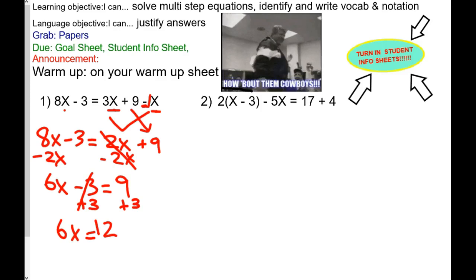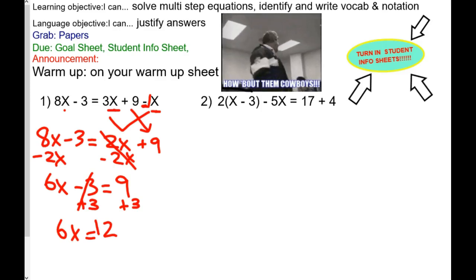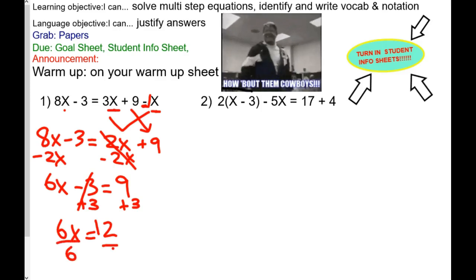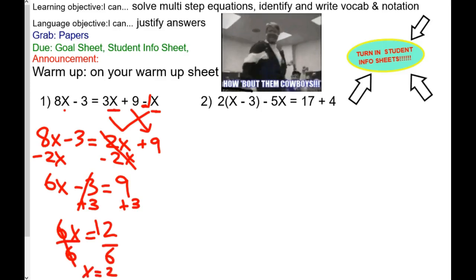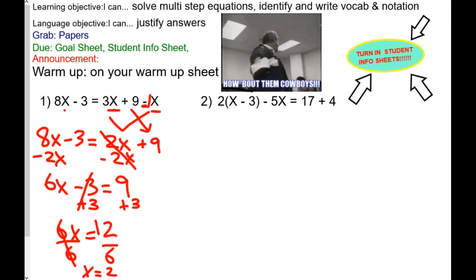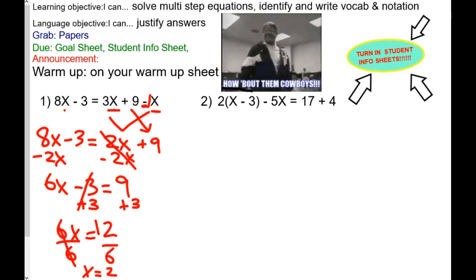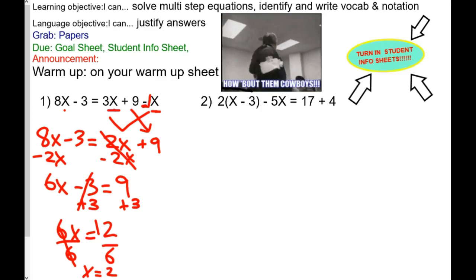12. And then to get rid of this 6, divide. Okay. 12 divided by 6 is 2. Okay. That was a 4-step problem. Combine like terms, get rid of the smaller x, add both sides, divide both sides.